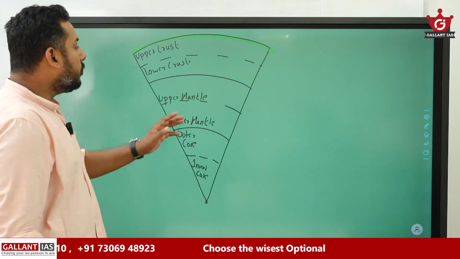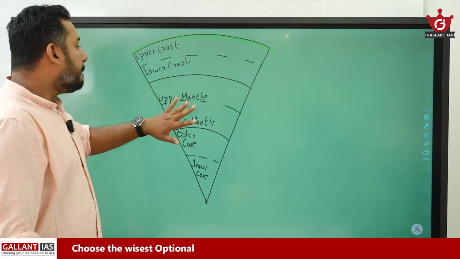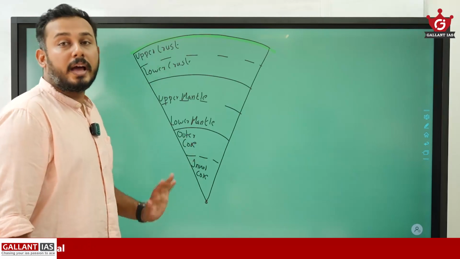So we divided it into crust, mantle, and core. Crust again divided into upper crust, lower crust. Mantle divided into upper mantle, lower mantle. Core divided into outer core and inner core.